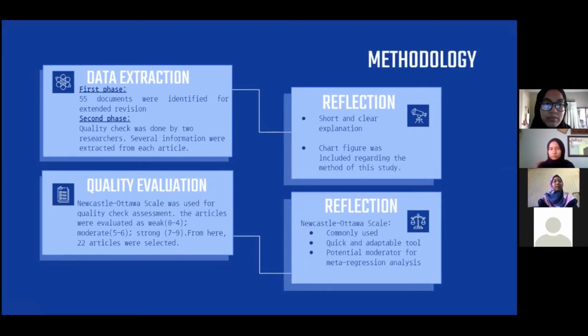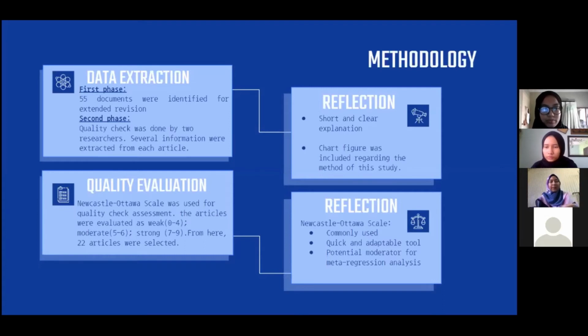So for data extraction, the study conducted data evaluation in two phases. So the first phase, 50 documents were identified for extended revision after considering the criteria and requirements and so on. And then for the second phase, the quality check was done by two researchers that involved in the study. And then several information such as the author's information, the study design of sampling pattern and method types, as well as diagnostic criteria were extracted from each of the articles. And then proceed with the quality evaluation.